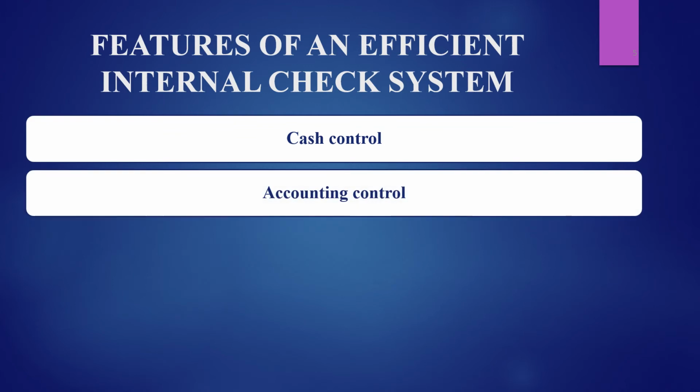Another feature is accounting control. Whenever we talk about internal check system, to whatever extent possible, there should be a self-balancing system. A self-balancing system means that whatever accounts are being maintained or whatever transactions are being done, everything should be in proper accounting control, and everything can be done only when the internal check system is working properly.